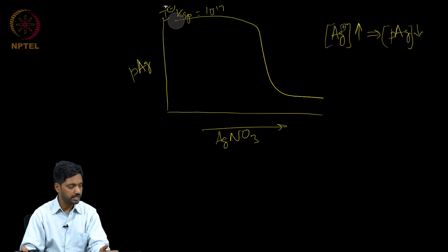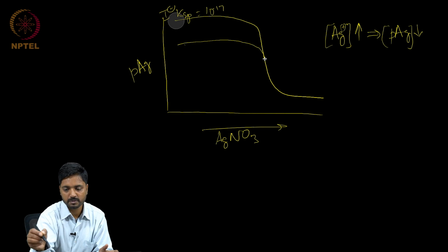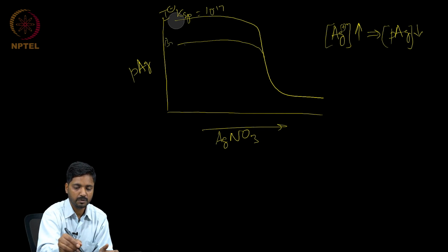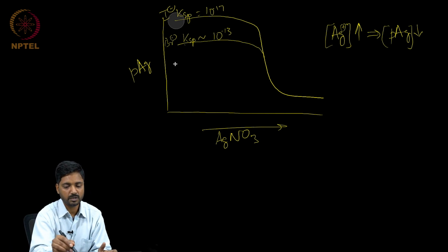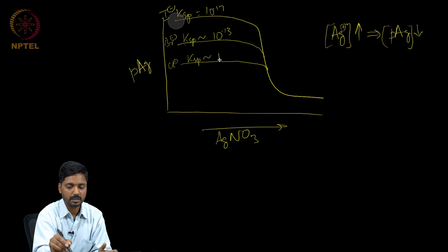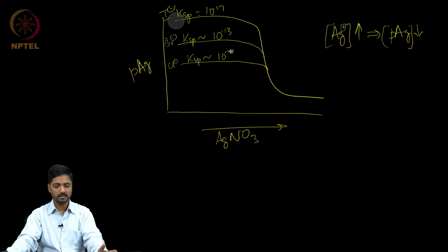When the anion is changed to bromide, the profile becomes less sharp, because bromide has a KSP value of the order of 10 to the power of minus 13. As the KSP value decreases further for chloride ions, this becomes even less sharp, and here the KSP value was of the order of 10 to the power of minus 10.